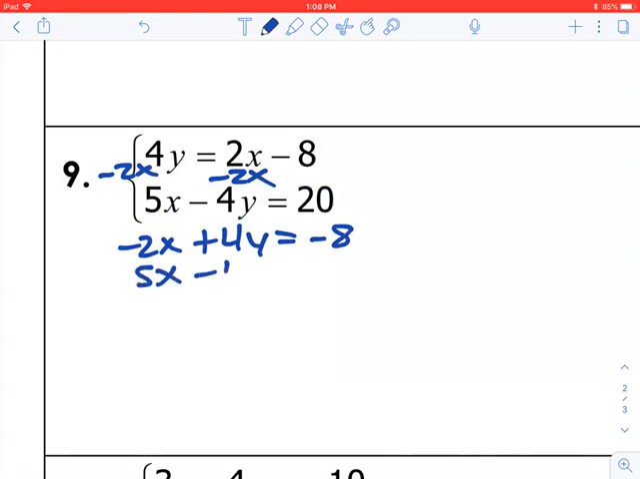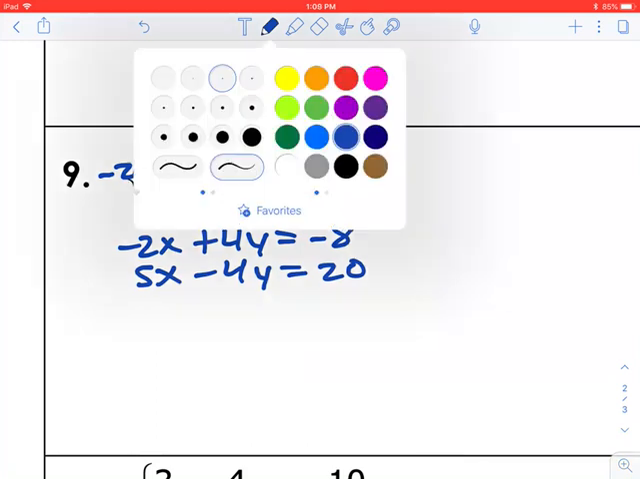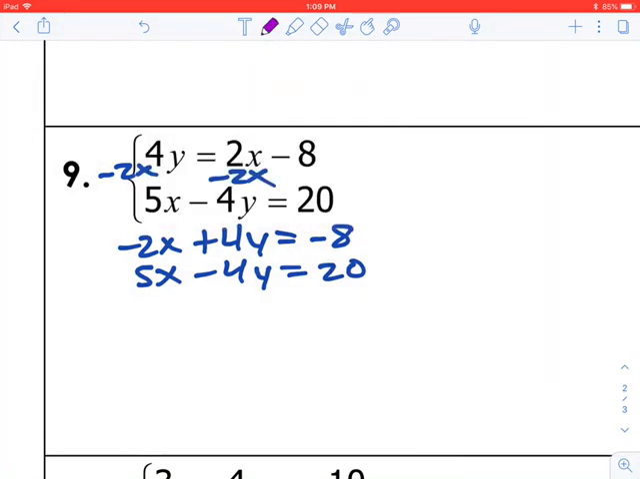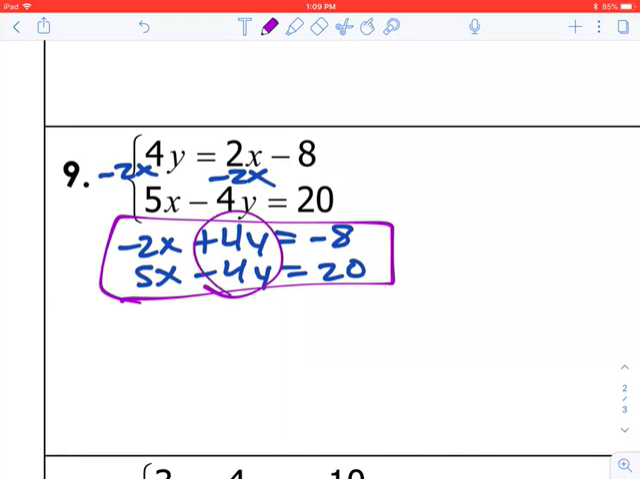So I'm just going to rewrite it real quick. And now we've got these two to work with. Okay. So these two are already opposite, so I can go ahead and combine those together. Negative 2 plus 5 is 3x. Those cancel. That's 12. Negative 8 plus 20. Divide by 3, I get x equals 4.